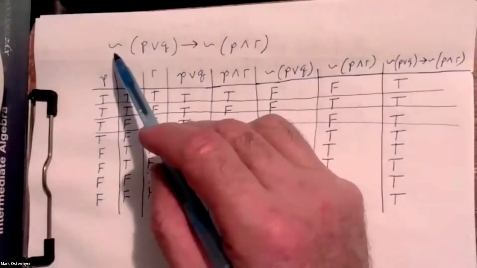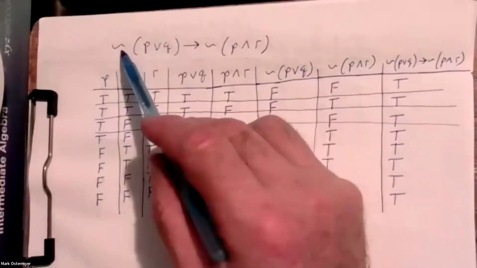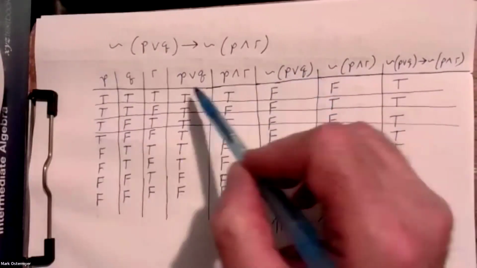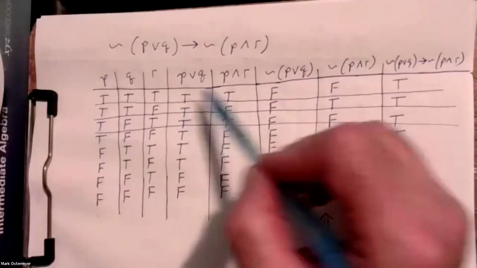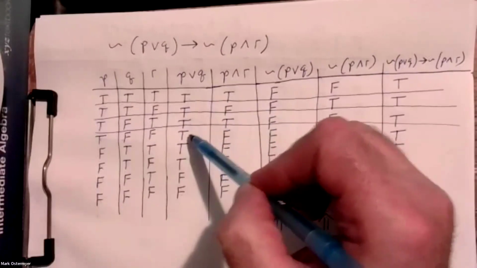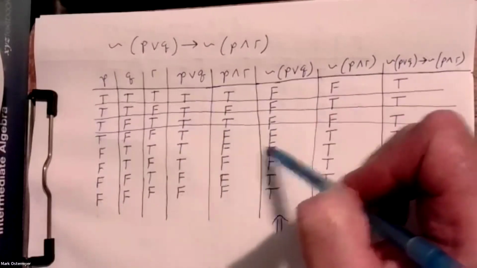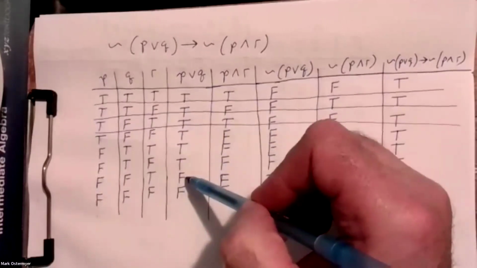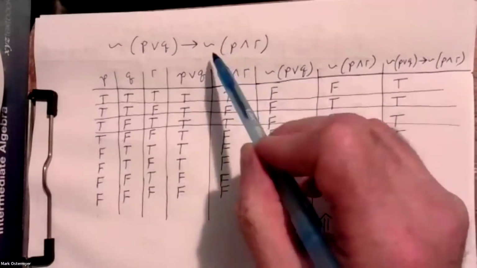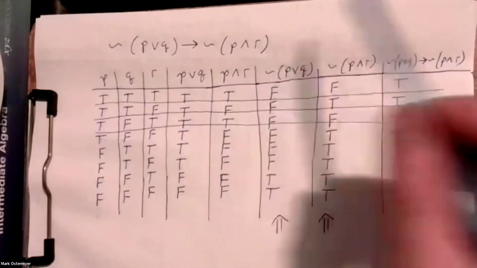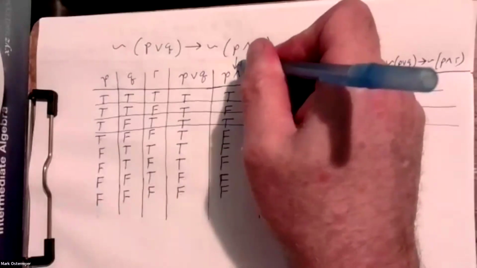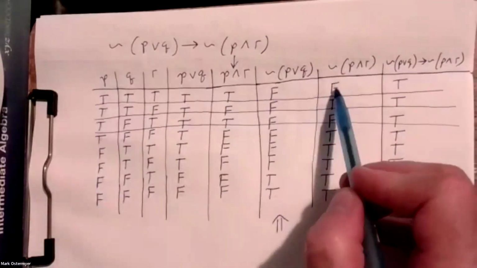Then I said, okay, I'm going to negate the P or Q. So that's negating this column. Negation of true, false. Negation of true, false. Negation of false, true. Negation of false, true. That one's done. Finally, I'm going to negate P and R, which is negating this column right here. Negation of true, false.